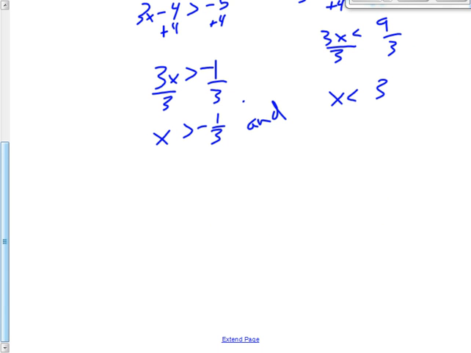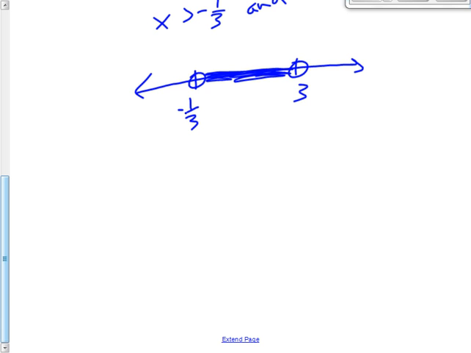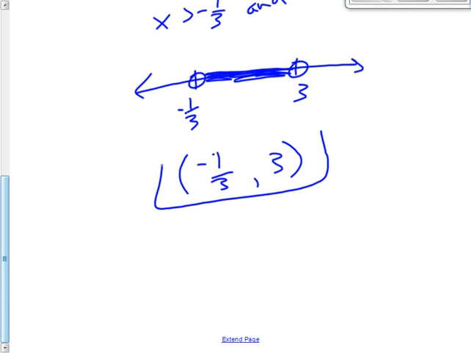A couple things that tells us a little bit about the graph. Open circles at both of these. I've got negative 1/3 over here and 3 over here. I want the numbers bigger than negative 1/3 and the numbers less than 3. Mathematically, that tells me that I'm looking for the overlap of these. And if I needed to put these in interval notation, negative 1/3, comma 3, parentheses at both because there's no closed circles.